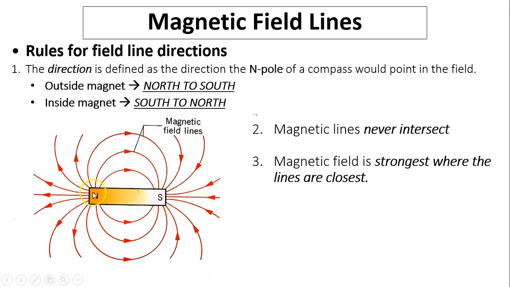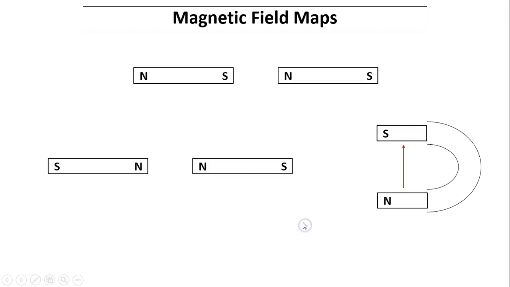So the lines are really closed. It's a closed line, okay? Magnetic field lines never intersect. The magnetic field is strongest where the lines are closest, which is near the magnets. That's kind of common sense. If you put a needle over here, it doesn't have enough field strength to be attracted to the bar. But if you put a nail over here, it will most likely be attracted, because over here the field is stronger because it's near the magnet.